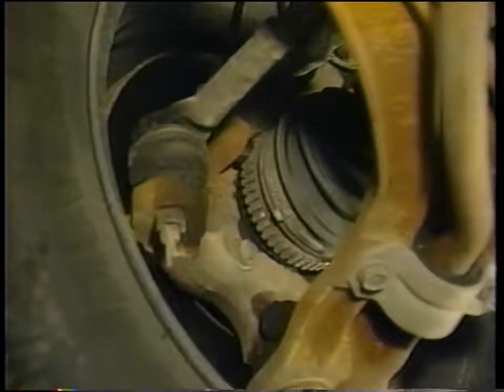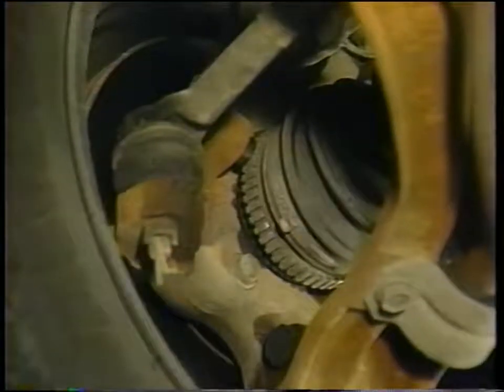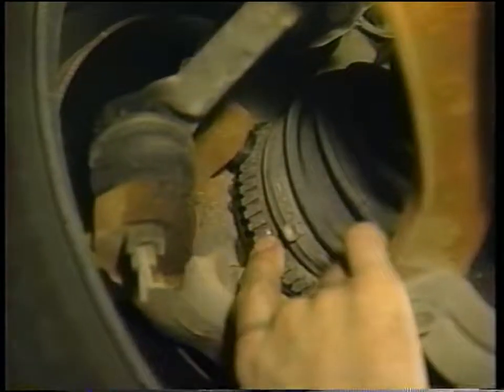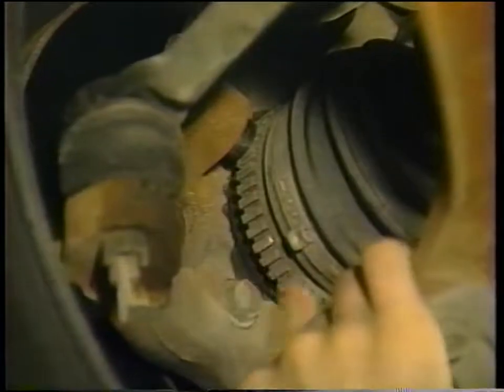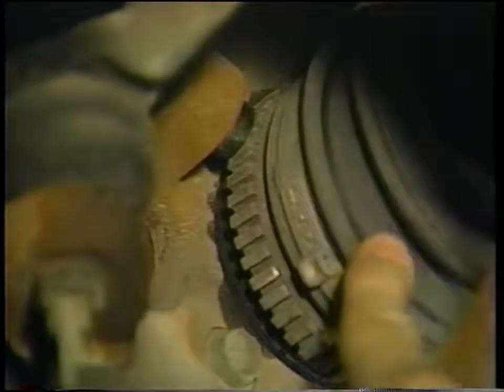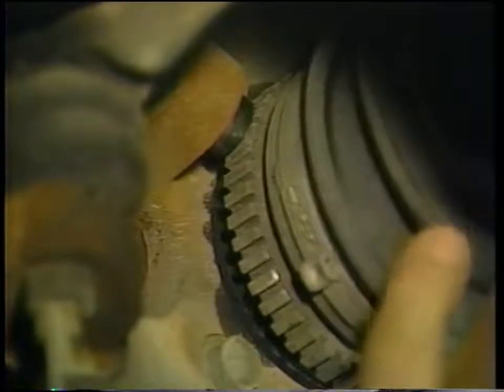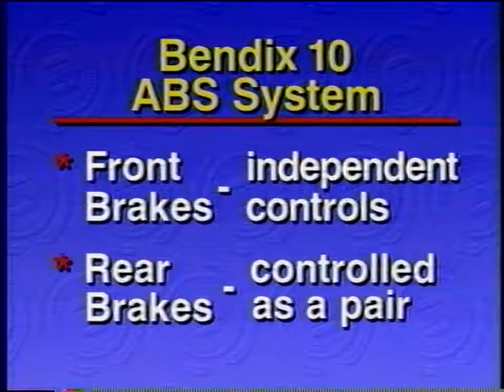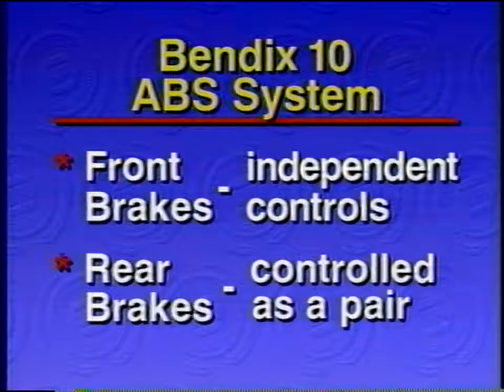It also has 4 wheel speed sensors, all of which are non-adjustable. The tone wheel for the front sensors is located on the outboard constant velocity joint housing, which means the CV joint has to be replaced if the ring is damaged. Like the Jeep application, the Bendix 10 system also divides the brake system into 3 channels for anti-lock braking. The front brakes are controlled independently, while the rear brakes are controlled as a pair.